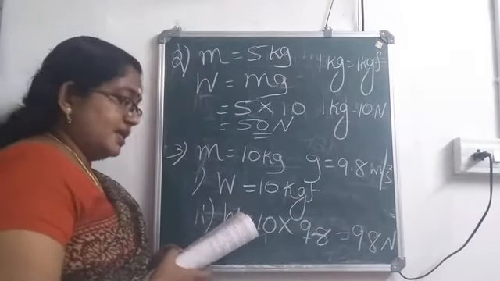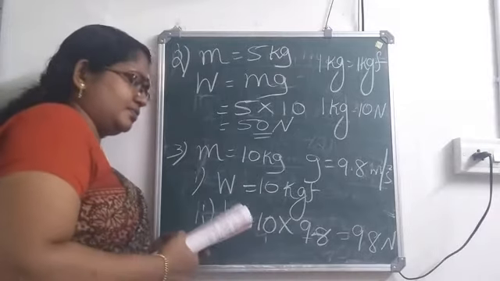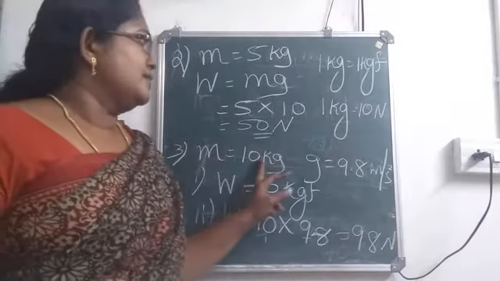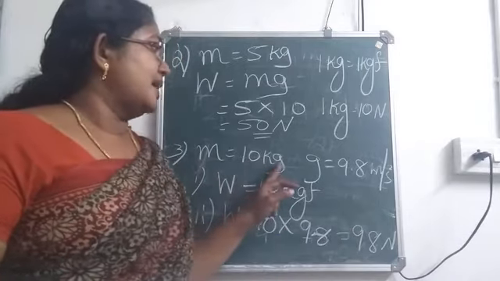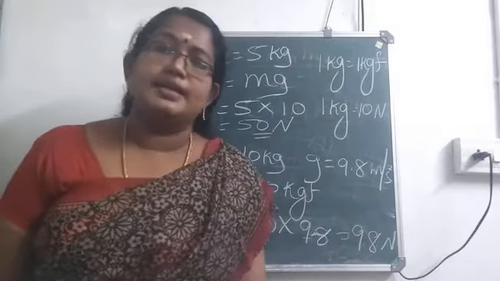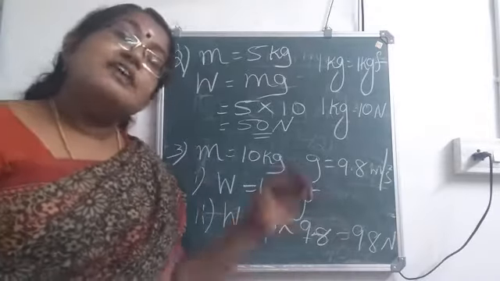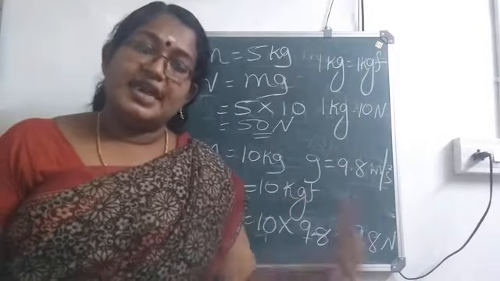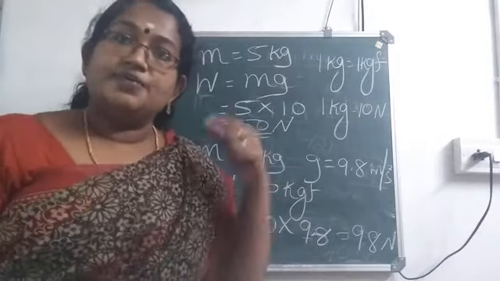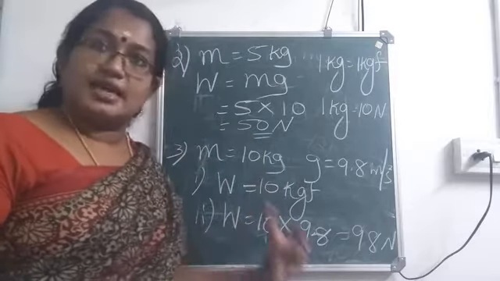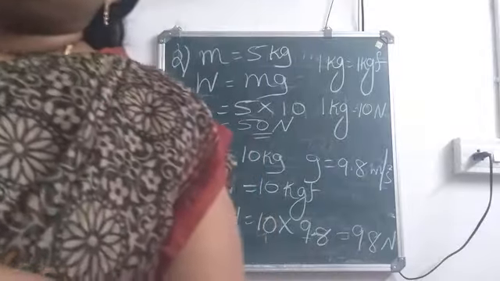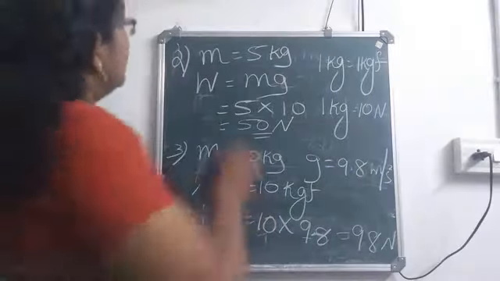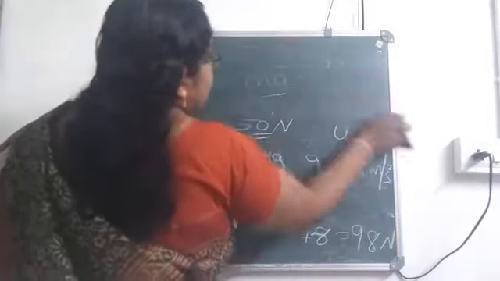Okay. So, is it clear? Mass and acceleration due to gravity are given. Mass is 10 kg and g is 9.8 meter per second square. We are asked to calculate weight in kgf and in Newton. If it is in kgf, you can write the same value. But if you want to convert it into Newton, you have to multiply it with the 10. Okay. Now we will be moving to the next question.